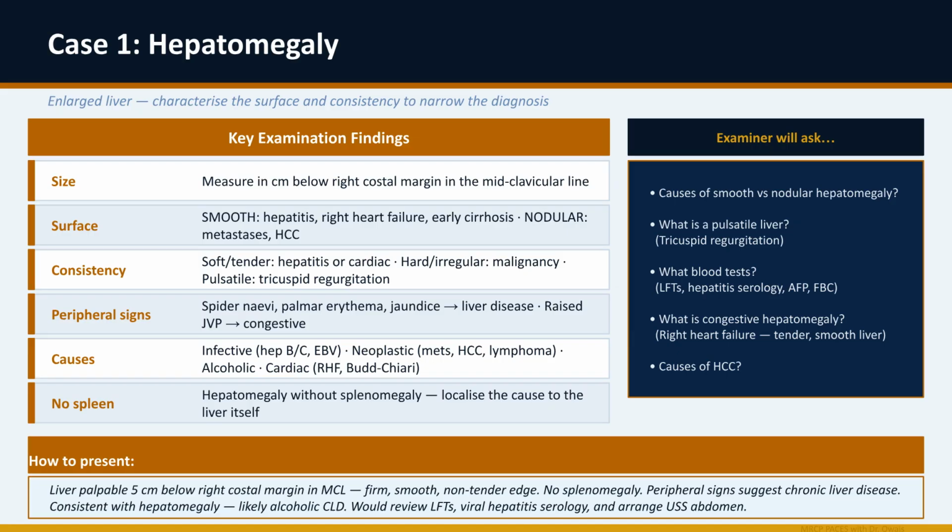Hematological: myeloproliferative disorders. Presenting, I found hepatomegaly. The liver edge was palpable 5 centimeters below the right costal margin in the midclavicular line. The surface was smooth and non-tender. The edge was sharp. These findings are consistent with hepatomegaly. In the context of this patient, I would consider alcoholic liver disease, viral hepatitis, or right heart failure. I would review the liver function tests, viral hepatitis serology, and arrange an abdominal ultrasound.